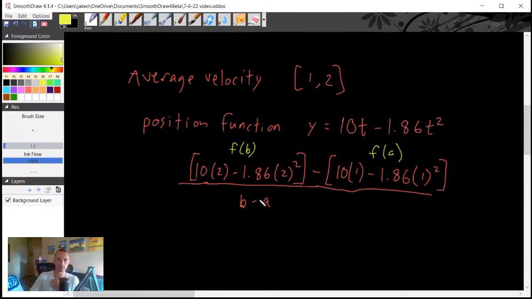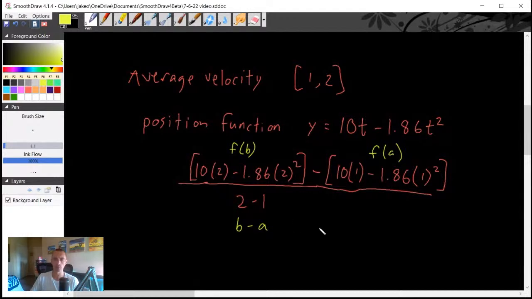And then on the denominator here, we're going to have b minus a. So b is just our second x value, or t value in this case, our second edge of the interval we're trying to find the average velocity over. So that'll just be 2. And then minus a, so minus our first point, 2 minus 1. So our denominator is just our second point minus our first point, and like I said, that's just b minus a.